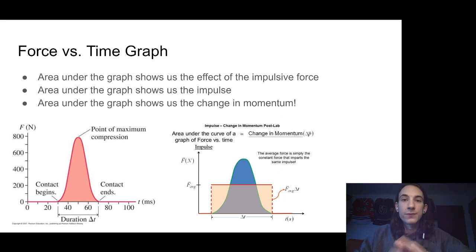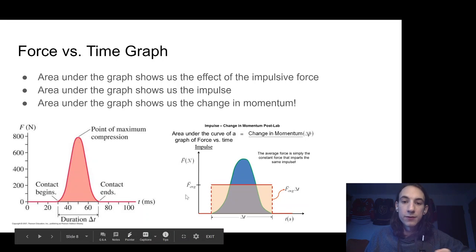And why this force versus time matters is because the area under the force versus time graph is going to show us a few things. It's going to show us the effect of the impulsive force. It's going to show us the impulse. Again, kind of a weird term. But really what it shows us is the change in momentum. So the impulse is the change in momentum. So it's showing us what this force is doing. How is it changing the momentum of my object?